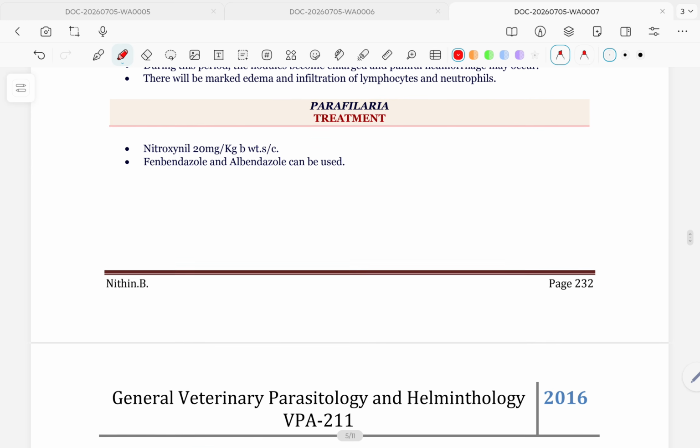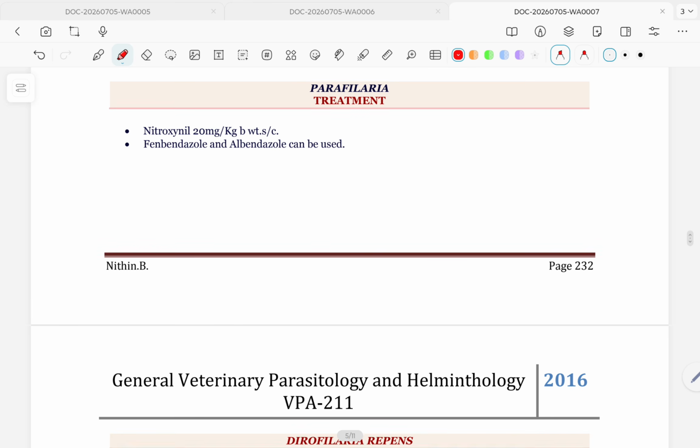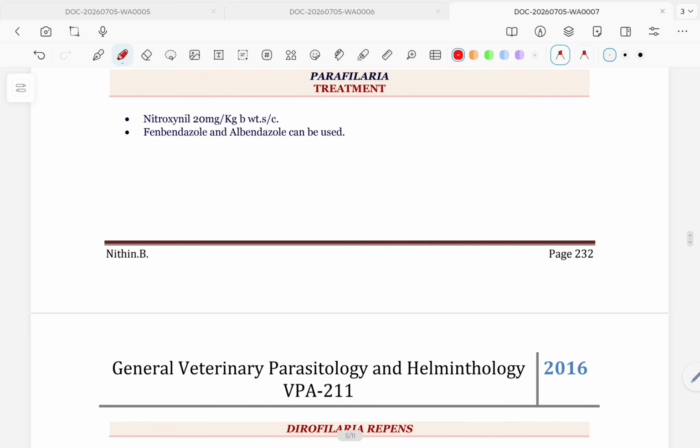Parafilaria treatment: nitroxynil 20 mg per kg body weight subcutaneous. Fenbendazole and albendazole can be used.